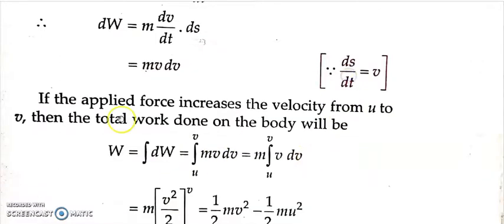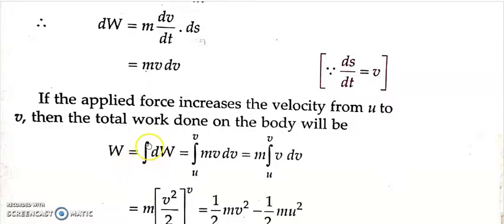So now if the applied force increases the velocity of a body from u to v, then what is the total work done on the body? W equals the integration of dW, because dW is a small amount of work done, and to get the total amount of work done, we have to integrate it.